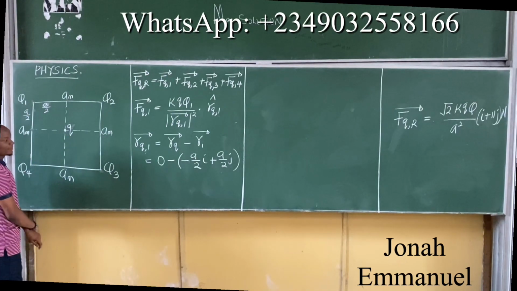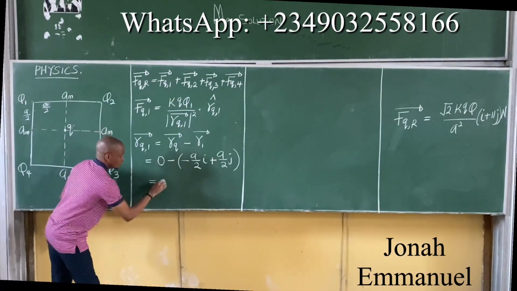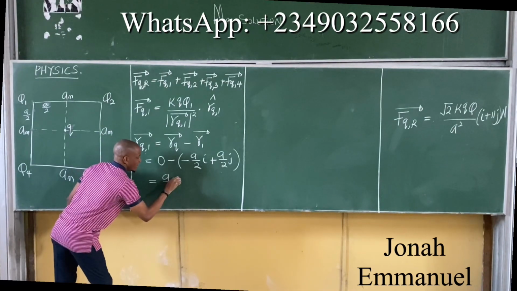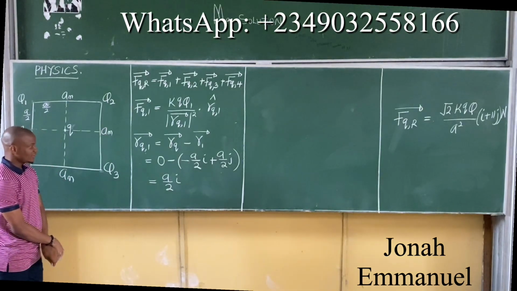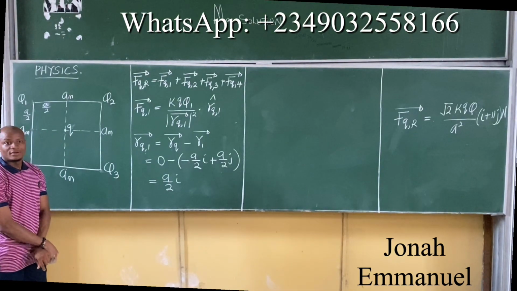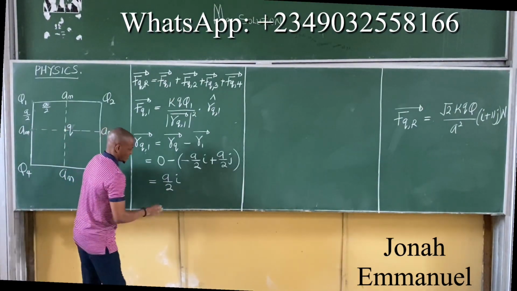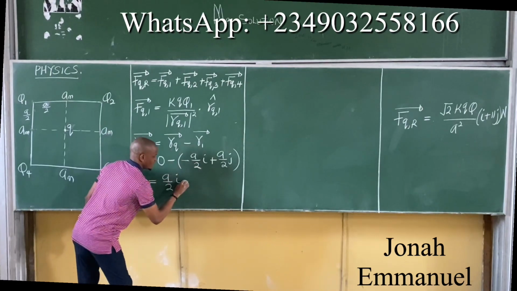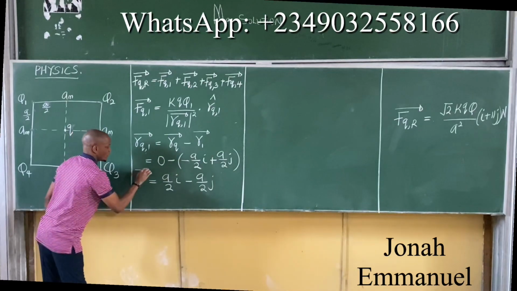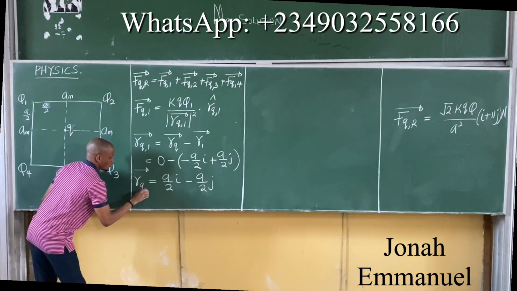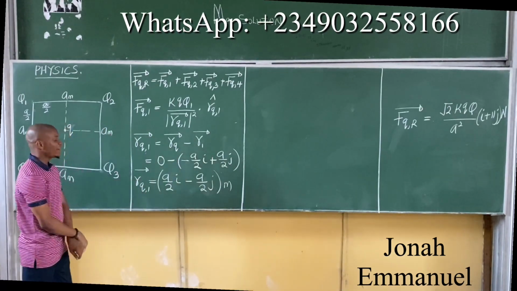Work this out. Zero minus that: minus minus is plus, so it becomes A over 2 i, plus, minus A over 2 j. You are given A in meters; should you add meters here? It's not necessary, you can leave it there. So I have this as R_Q1, which is in meters.